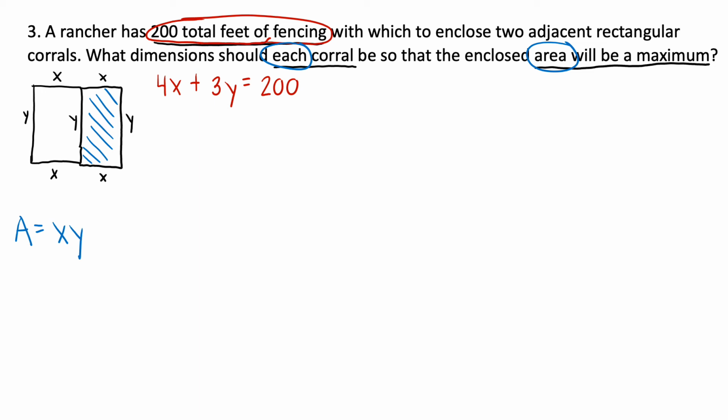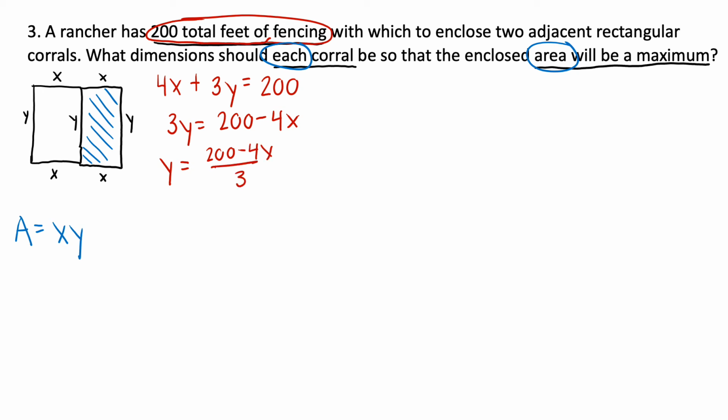Just like in the last problem, we're coming to an issue because we have 2 variables, but not a big stress because we have 2 equations, and we can go ahead and actually solve one for one of our variables. So let's go ahead and actually solve for y. So we have 3y equals 200 minus 4x. So y equals (200 minus 4x) over 3.